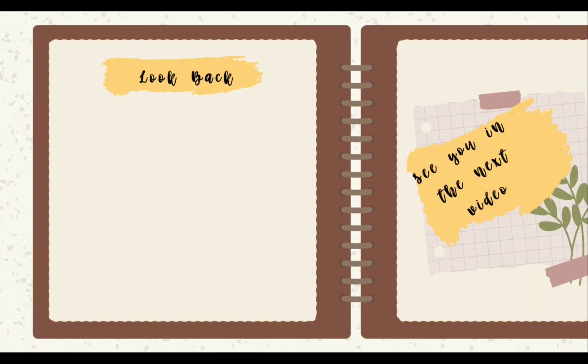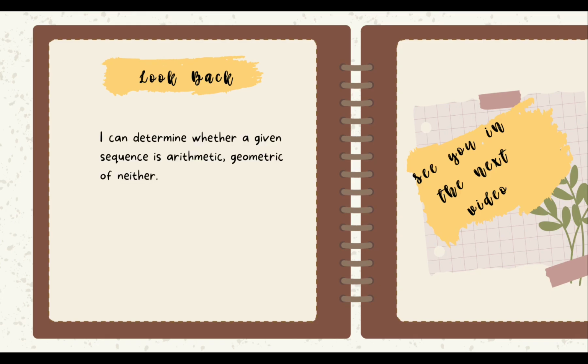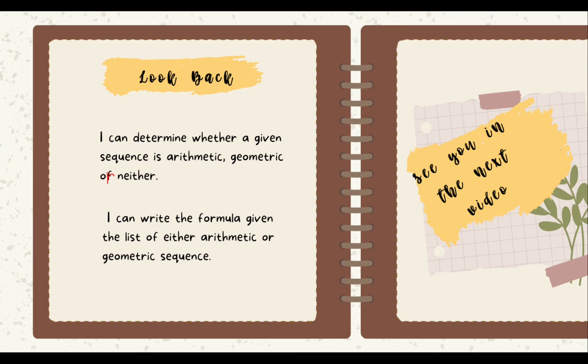So that would complete our short exercise on determining whether a sequence is AP, GP, or neither, extending the sequence, and also determining the formula that fits the sequence. So at the end, can you check yourself and say, I can determine whether a given sequence is arithmetic, geometric, or neither? Can you also say that I can write the formula given the list of either arithmetic or geometric sequence?